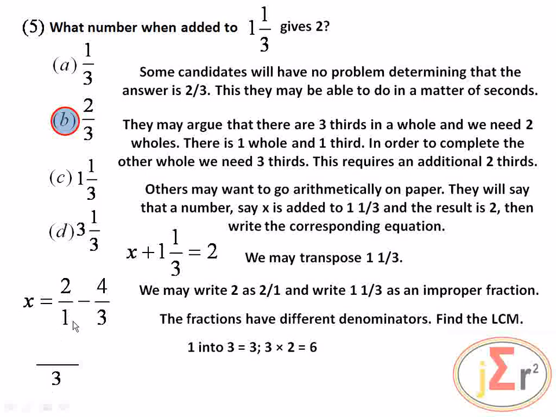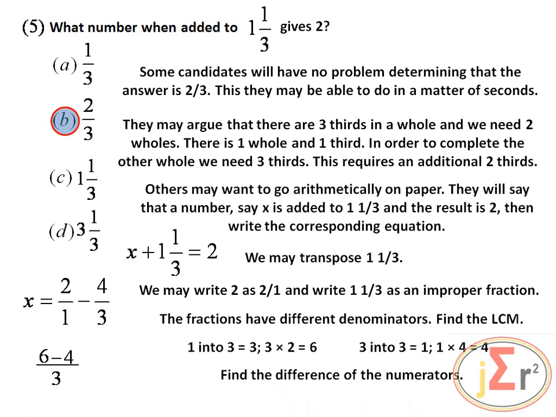3 times 2 is 6. And on the other hand, we say 3 into 3 is 1. 3 into 3 is 1. 1 multiplied by 4 is 4. So we have a minus 4 right there. Find the difference between the two numbers. 6 minus 4 is equal to 2. We have our 2/3 right there.